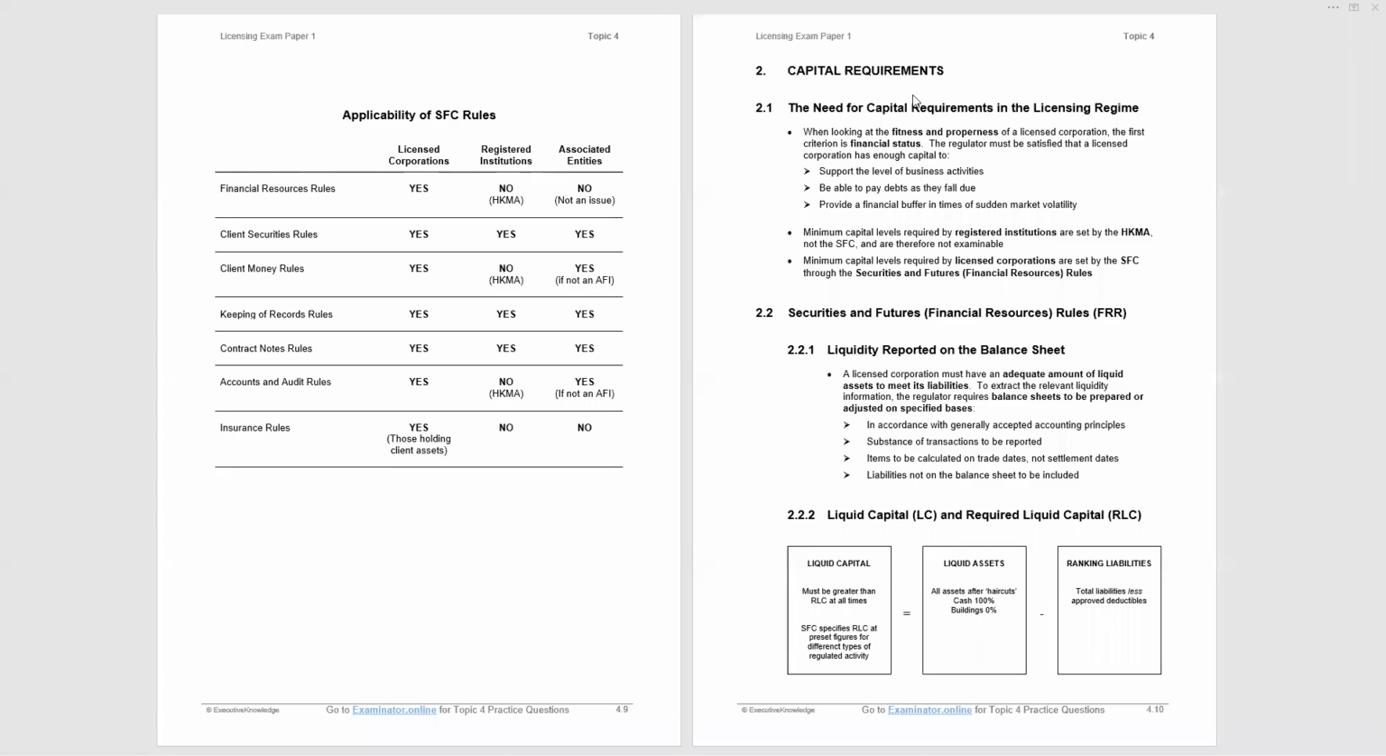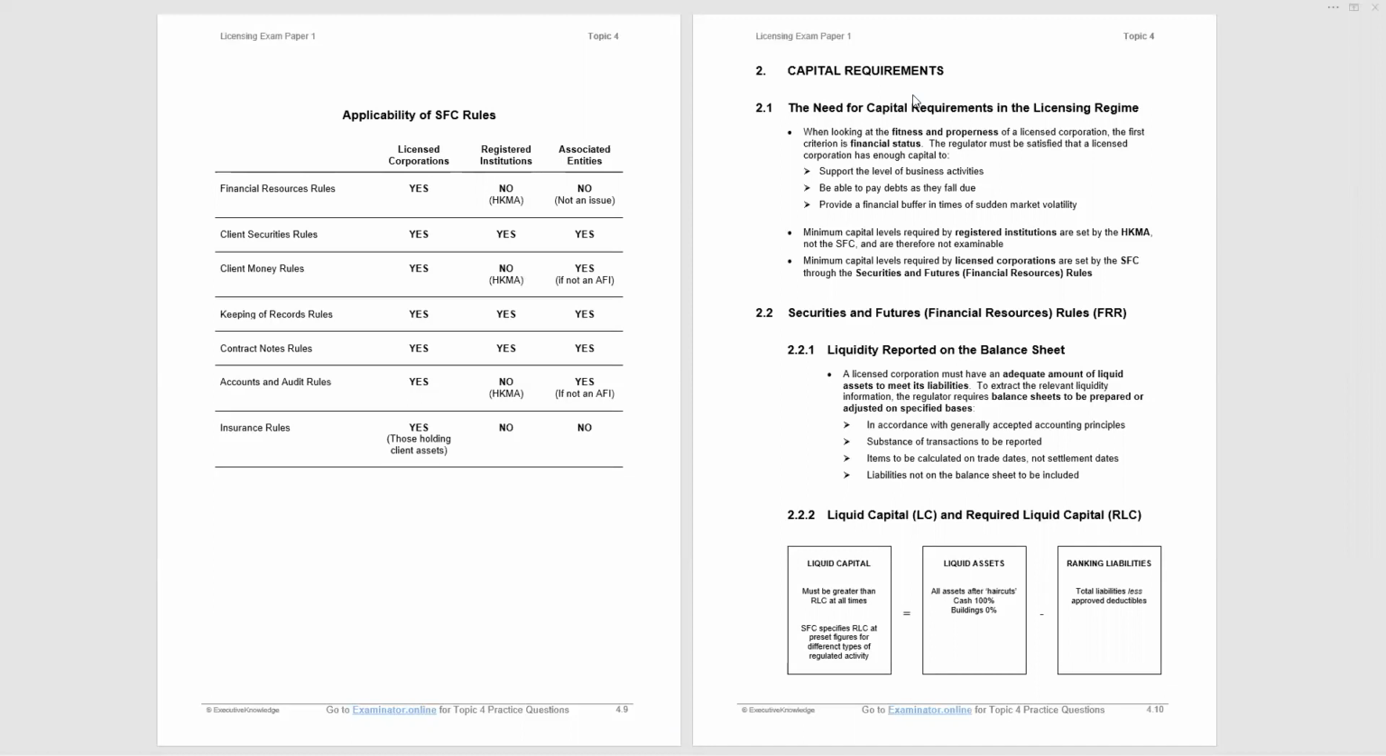Continuing topic 4, we now move on to subsidiary legislation, and specifically 6 sets of rules that are listed on page 4.9. You'll see at the bottom, yes, we have the insurance rules, a 7th, but we don't spend too much time on those. We have the financial resource rules, client security rules, client money rules, keeping a record rules, contract notes rules, and accounts and audit rules. Now, these are all subsidiary legislation.